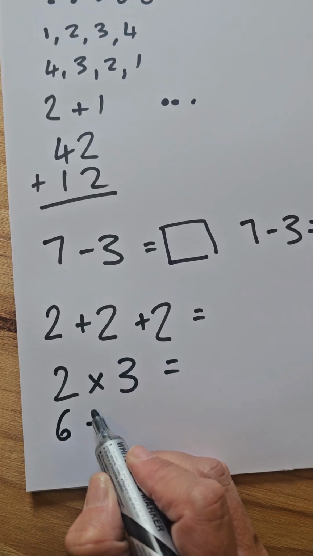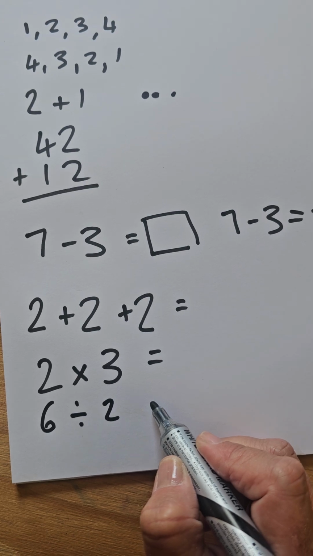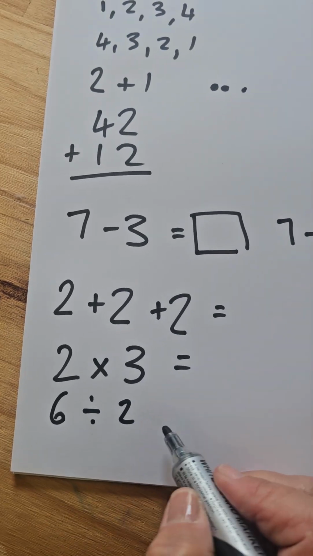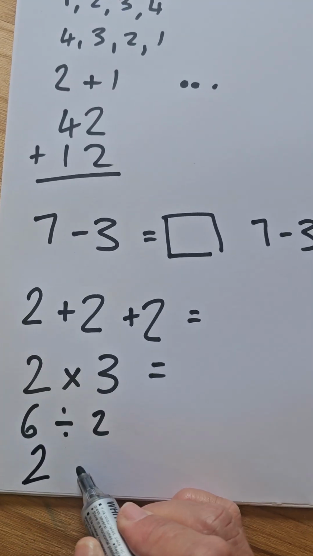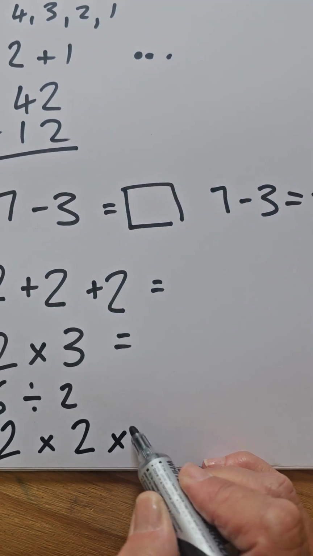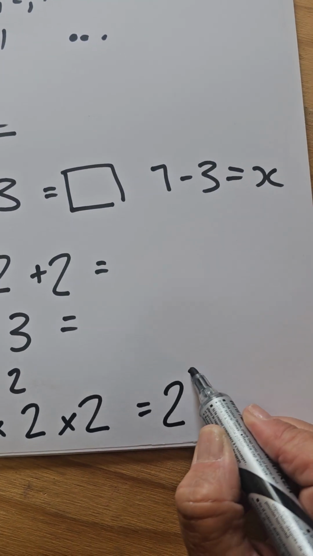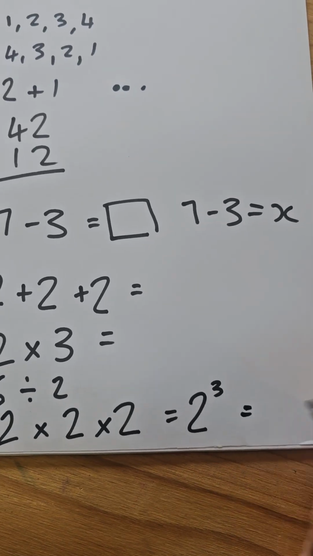What is 6 divided in half? Then it could be divided in thirds and all things like that. And then we go to what is repeated multiplication. 2 times 2 times 2 is 2 to the power of 3. And then what would that be?